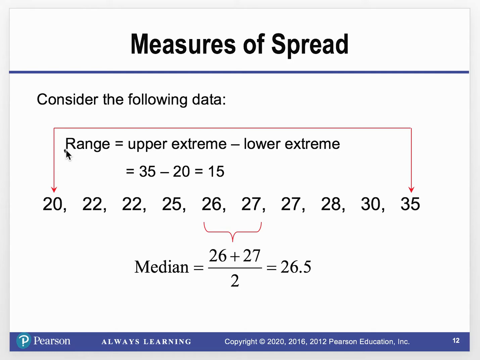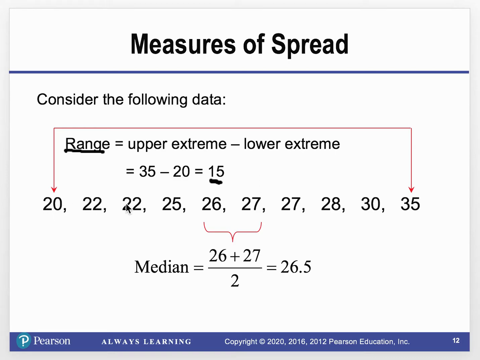Is the range. And all the range is, it's just the highest value minus the lowest value. So for this data, because it's already in order, right? You find the highest value, you subtract the lowest value, that's your range. The range of this data is 15.